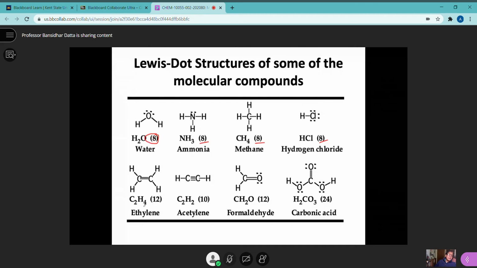Here is ethylene. Ethylene has 12 valence electrons: 2 carbons times 4 is 8, and 4 hydrogens, so 8 plus 4 is 12 valence electrons altogether. You have to put them all together. So you put the carbons in the middle first, and then the hydrogens, with 2 hydrogens on each carbon.